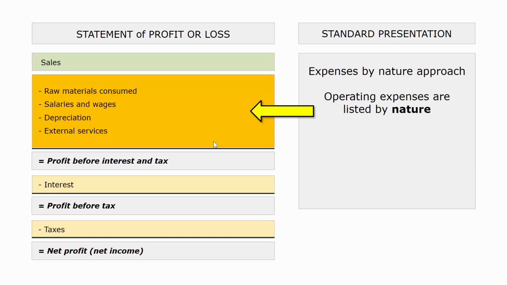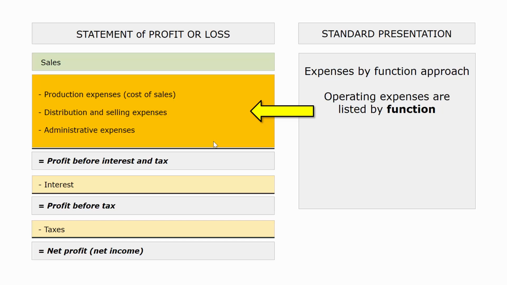The format of the statement of profit or loss that we have seen up to now is known as the expenses by nature approach and is very common in continental Europe. The operating expenses are classified according to their nature or the type of input they represent.